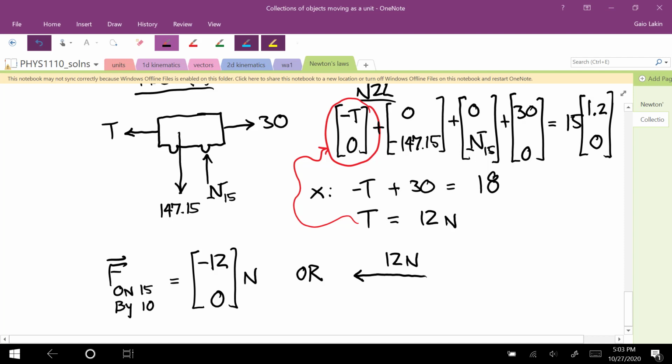So that's the way that you approach these problems where you have a collection of bodies who all have the same acceleration. They're moving together.